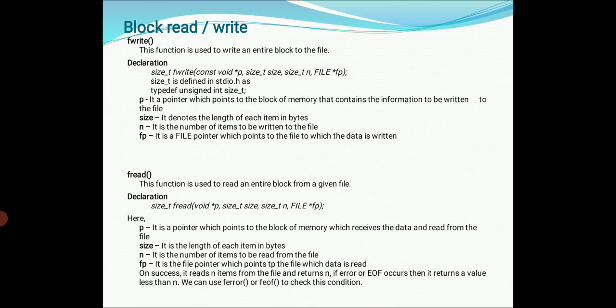So here is a declaration: size_t fread(void *p, size_t size, size_t n, FILE *fp); Here also, p is a pointer which points to the block of memory which receives the data read from the file, where size is the length of each item, n is the number of items, and fp is the file pointer.